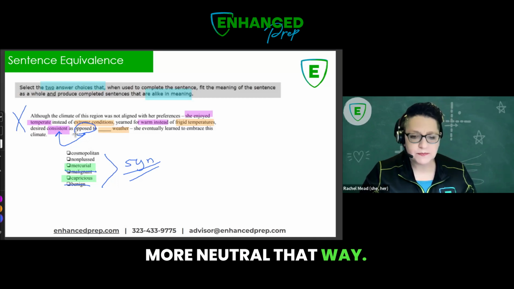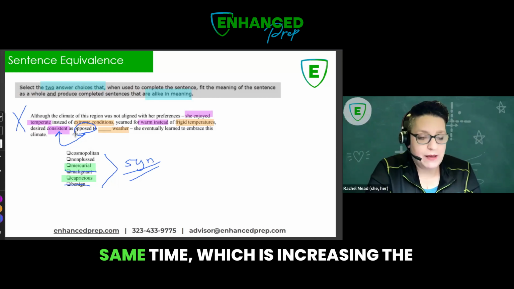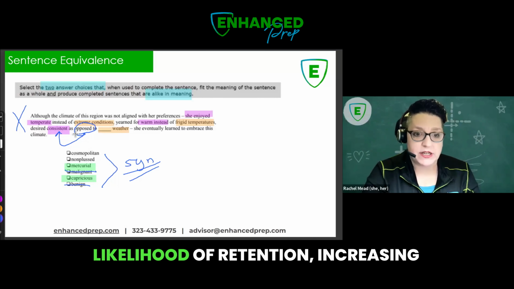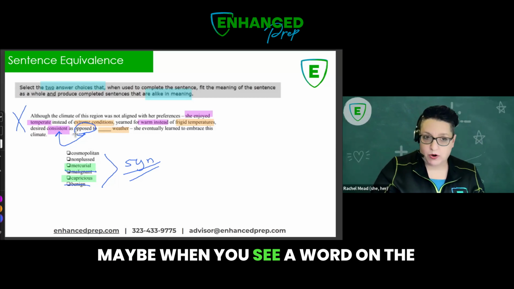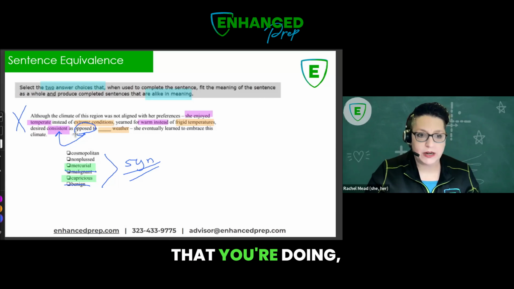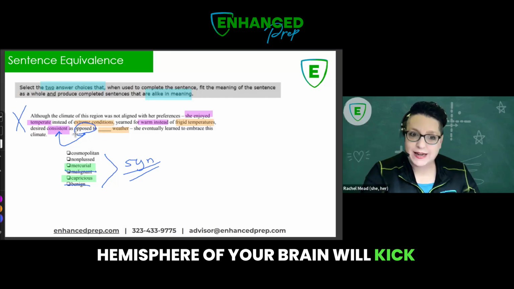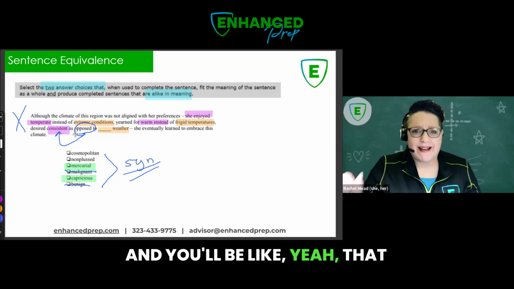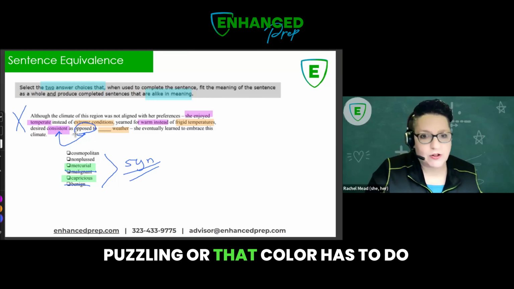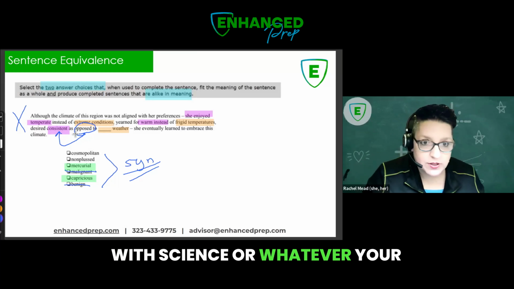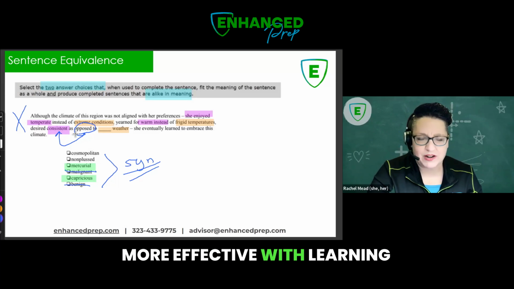What this does is it employs both hemispheres of your brain at the same time, which is increasing the likelihood of retention, increasing the connections that you're able to make. Maybe when you see a word on the test or the practice or homework that you're doing, you might not remember the definition, but maybe your other hemisphere of your brain will kick in and you'll remember the color and you'll be like, oh, yeah, that color isn't good, or that color is very happy, or that color is puzzling, or that color has to do with science, or whatever your system is. Just make sure that you're using color and you're going to be highly more effective with learning vocabulary.